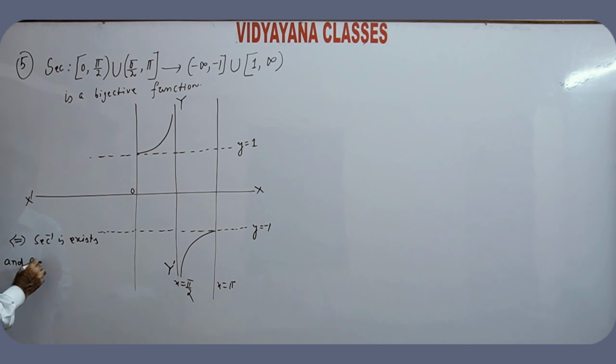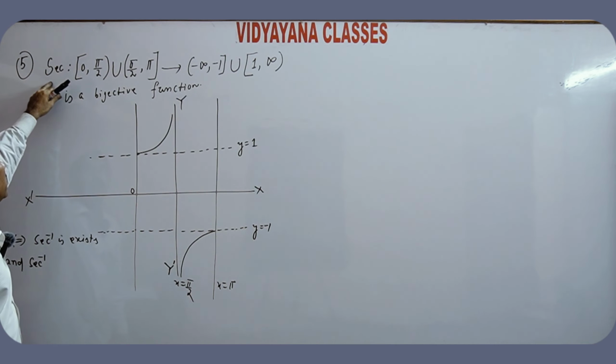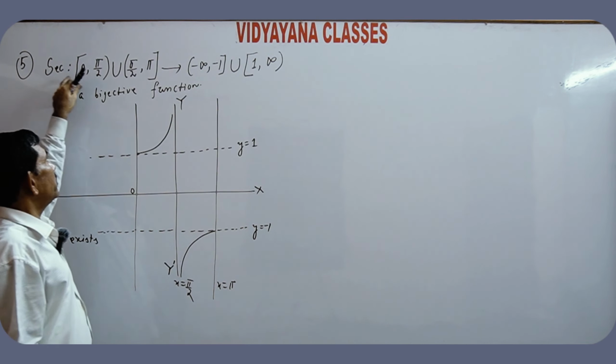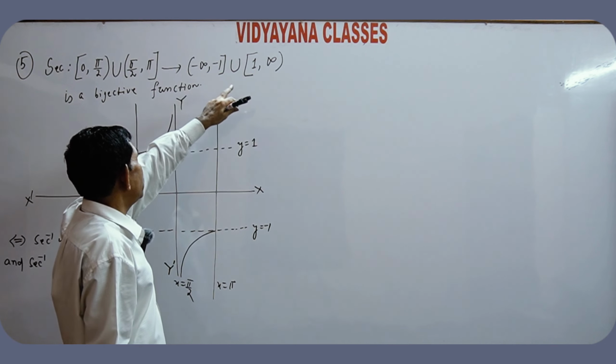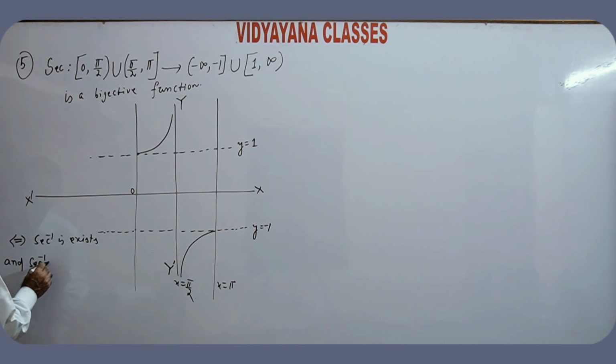Sec inverse. Since the function is bijective, its inverse exists. If f is a function from A to B, then f inverse is a function from B to A. So sec inverse for that.